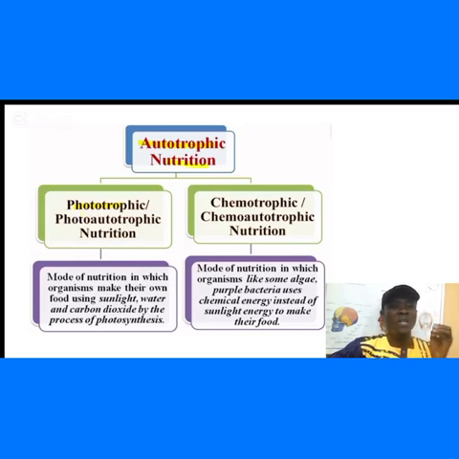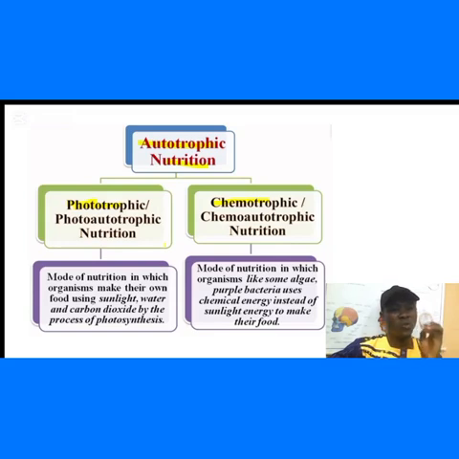We have two types of autotrophic nutrition. We have the phototrophic or photoautotrophic nutrition, and we have the chemotrophic or chemoautotrophic nutrition. The photo means light. So in this case, the organisms are using light to produce their own food. The chemo is talking about chemicals. So in this case, they are using chemicals to produce their own food.